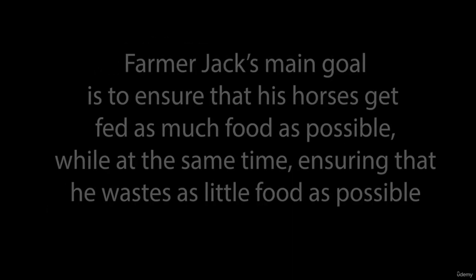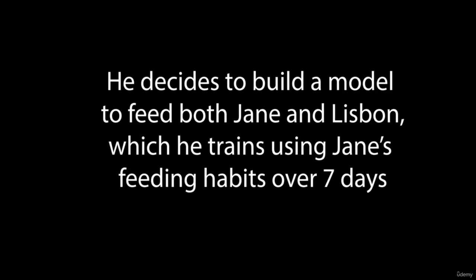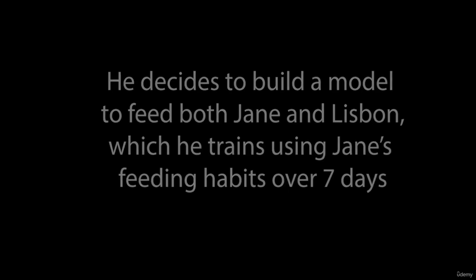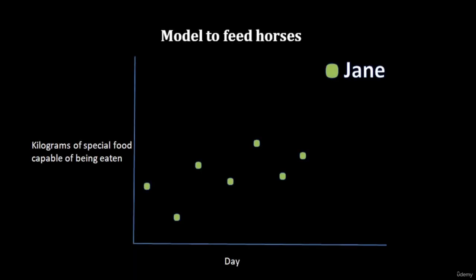Farmer Jack's main goal is to ensure that his horses get fed as much food as possible, while at the same time ensuring that he wastes as little food as possible. He decides to build a model to feed both Jane and Lisbon, which he trains using Jane's feeding habits over 7 days. The points on the graph here show the amount of food that Jane eats over 7 days.